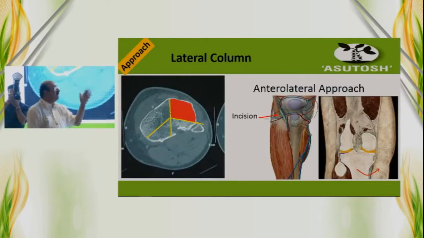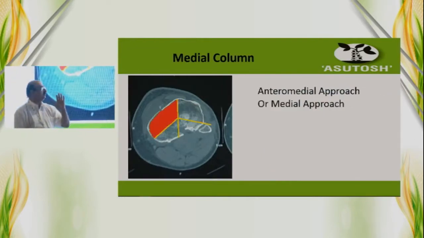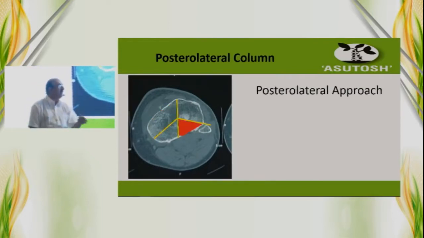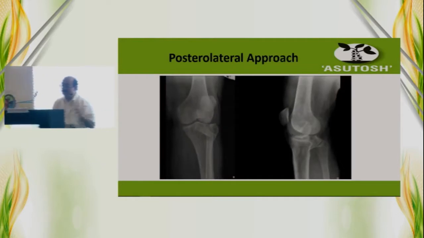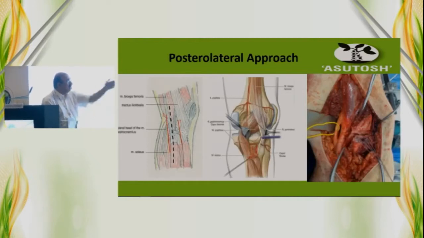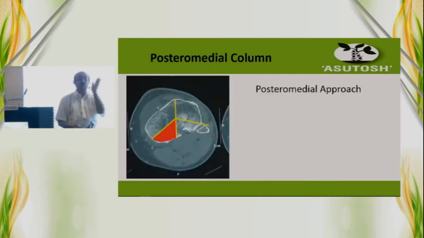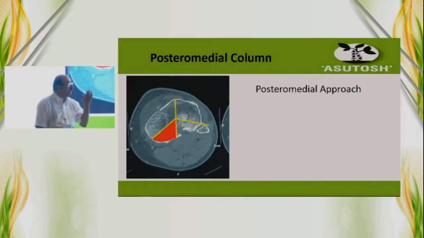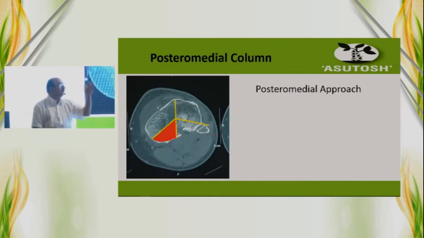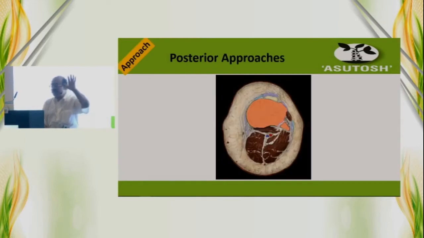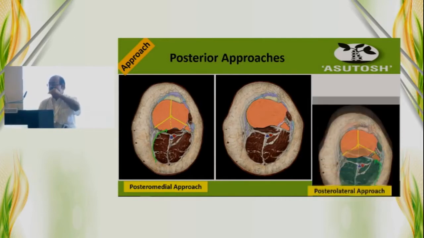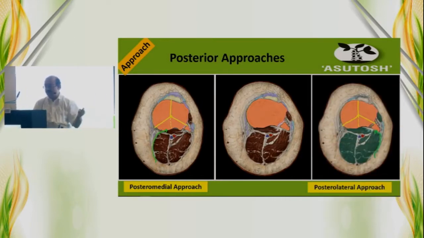A lateral column fracture, an anterolateral approach. An anteromedial column fracture, an anteromedial or a medial approach. A posterolateral fracture: if you see here, this is a posterolateral element affected, and we have seen the approach, and you can have a posterolateral approach. For the posteromedial fragment, you take a posteromedial approach. Now this was simple up till now. We have seen the posterior approaches, the posteromedial and the posterolateral. We have already talked about it.